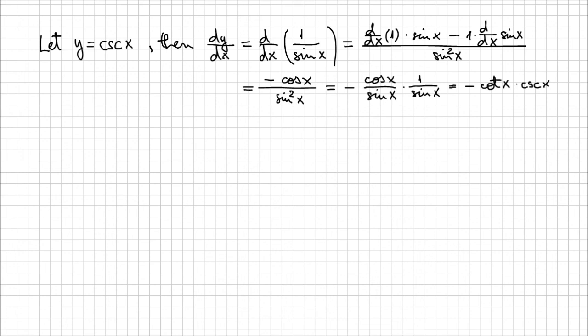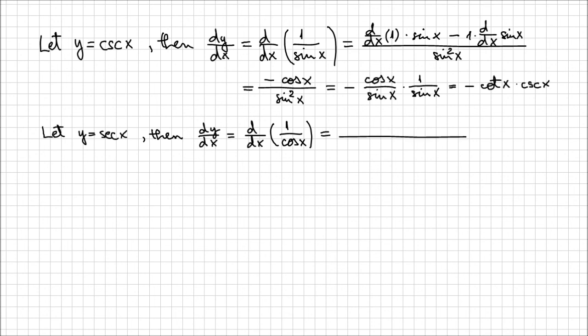And finally, let's calculate the derivative of the other reciprocal function. So when y equals secant of x, then dy dx is going to be, expressing this in regards to cosine of x, d dx of 1 over cosine of x, because this is secant of x. And applying the same quotient rule, I'm going to have d dx of 1 times cosine of x minus 1 times d dx of cosine of x, everything divided by cosine square of x.